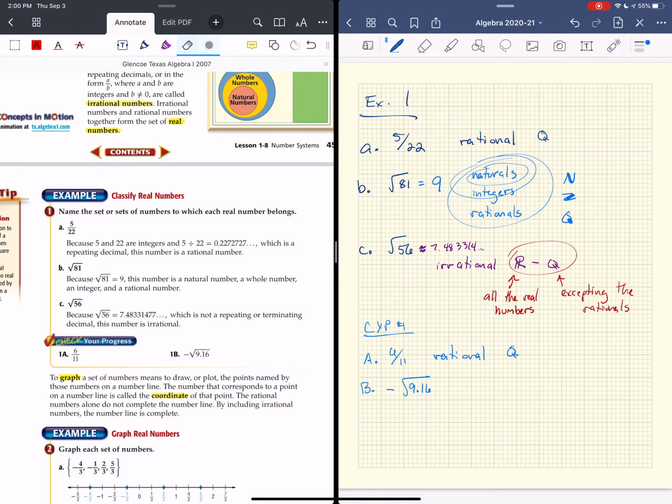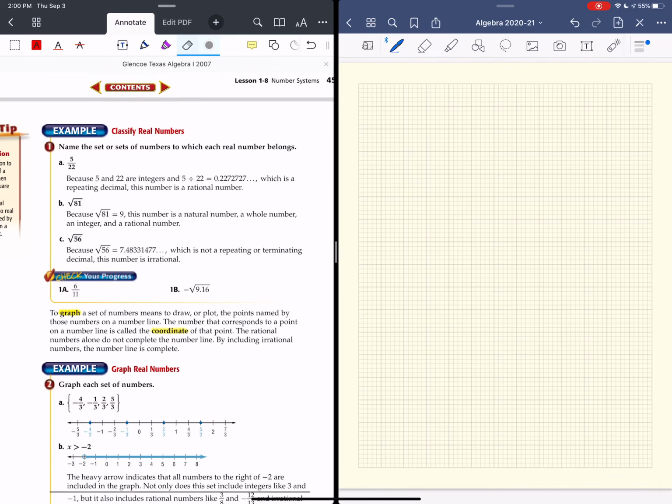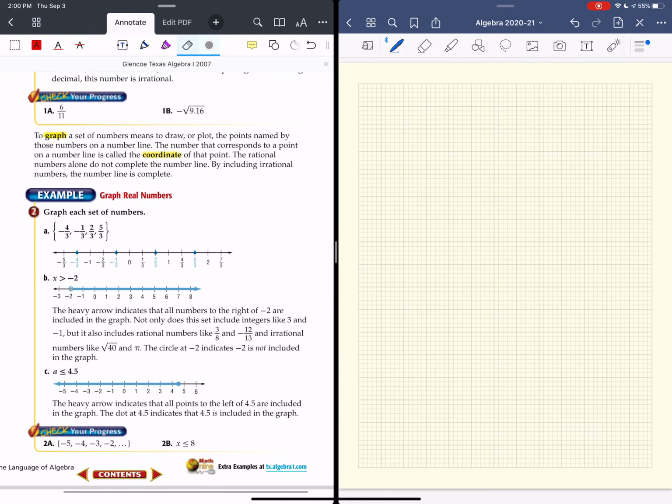I'm reasonably sure if we go to the calculator, it's going to give us some kind of weird 3.04-ish, maybe, 3.02-ish. I'm going to say ish because it's just going to go on and on forever, and it's not ever going to repeat, definitely not ever going to finish, and so that is irrational. And if we want to give it the symbol, special R minus special Q. So that's what you should have done for Check Your Progress 1A and 1B. Let's move on to example 2.